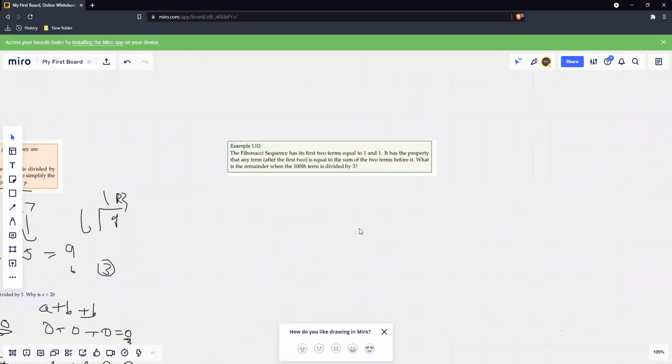So let's go to the first example. That was the exercise. The Fibonacci sequence has its first 2 terms equal to 1 and 1. You all should be familiar: basically, the sum of the last 2 terms is the next term.